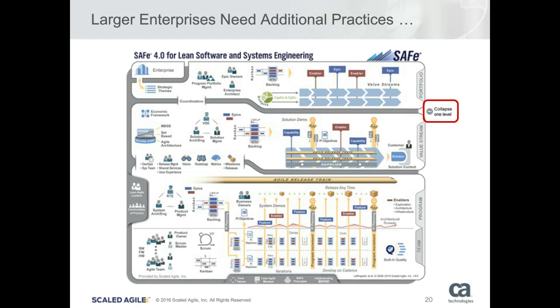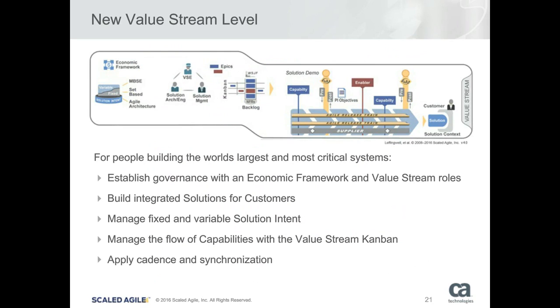So if you hit the expand button, you get the new value stream layer. And let's talk about that value stream layer a little further, because there are a number of new constructs here. One of the new constructs included here is the economic framework. Now, as you look at this picture, you might wonder, do I only get an economic framework if I have a value stream consideration? And the answer is of course not.